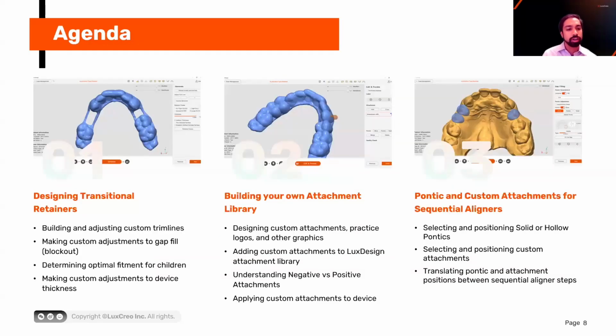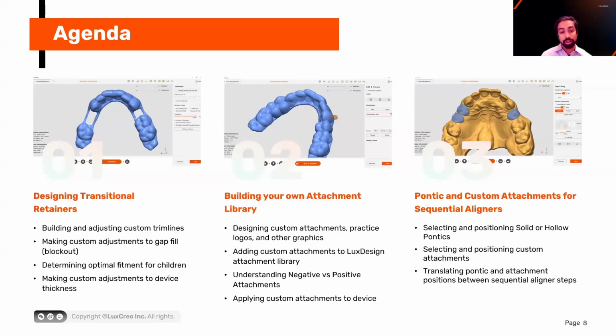So we covered transitional retainers, and you could do a lot more with cutouts as well. There's a lot of really cool things that our doctors have been doing. Perio stents, periograph stents is a big one that we've seen. We've seen making really cool elastic cutouts for sling elastics. We'll get into some of these a little bit later, but really it unlocks a lot of creativity.